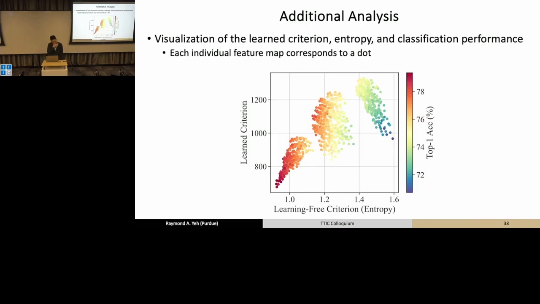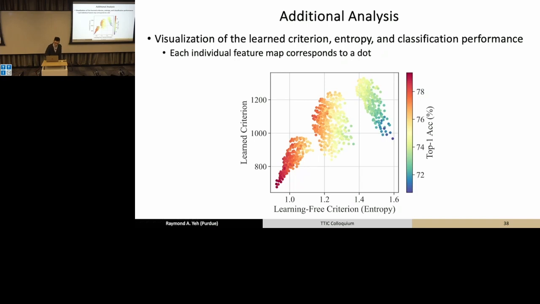The other thing that I think is the most interesting is that in the end, we visualize the learned criterion, the entropy, and the classification performance all in one visualization. Each of these points here corresponds to an individual feature map of a particular set of examples.